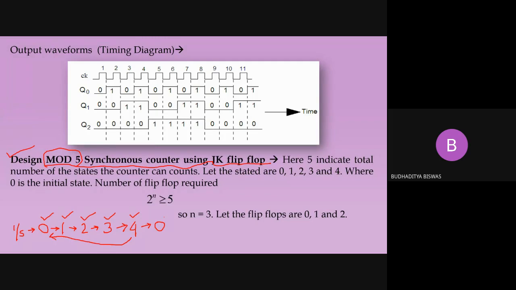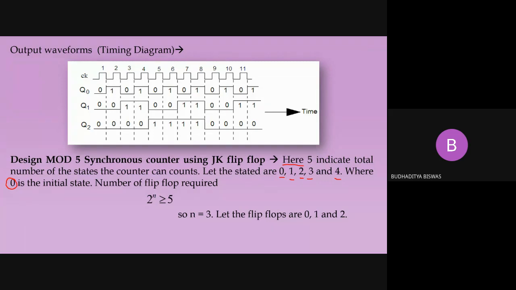So this is called the state diagram. We'll come to it later. First, we need to understand the question, what we need to design. We need to design a counter whose counting sequence is from 0 to 4. Here 5 indicates the total number of states that the counter can count. So let the states be 0, 1, 2, 3 and 4. Total 5 steps are there, where 0 is the initial state. If it is not pre-specified in the question, then 0 should be the initial state always.